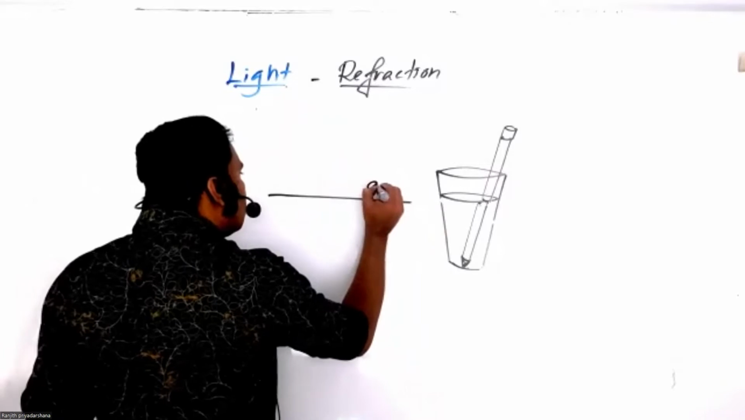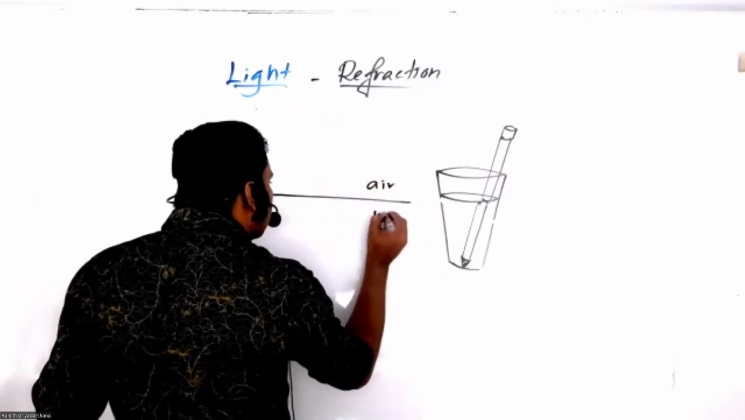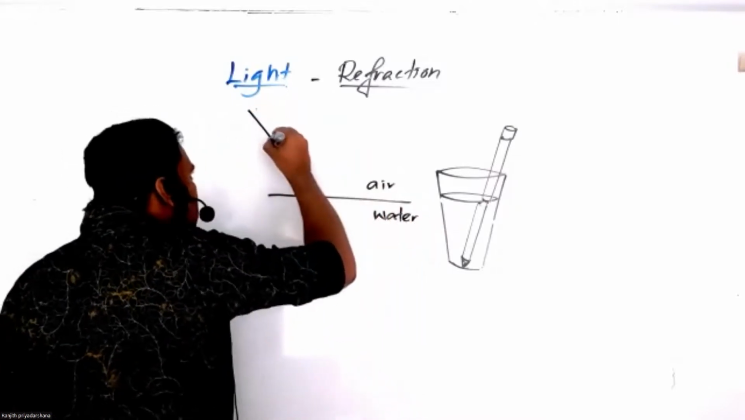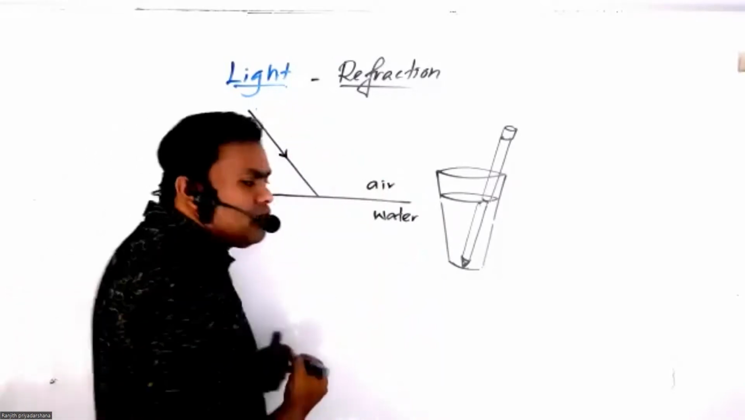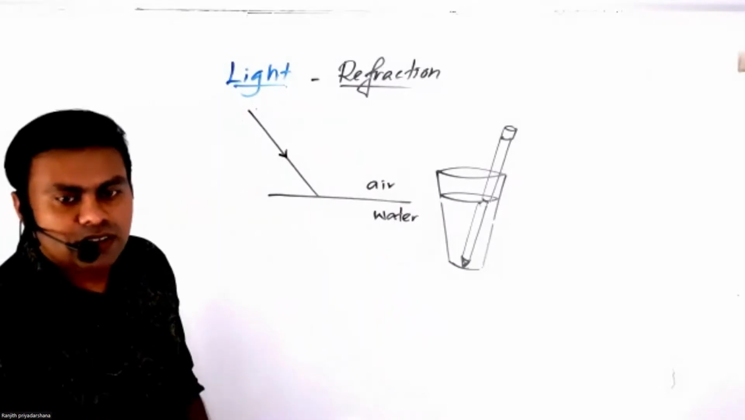So this is the medium air. This is the medium water. Now, light rays are coming towards this interface.